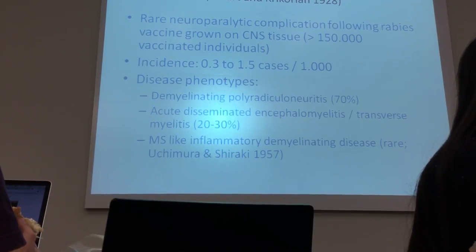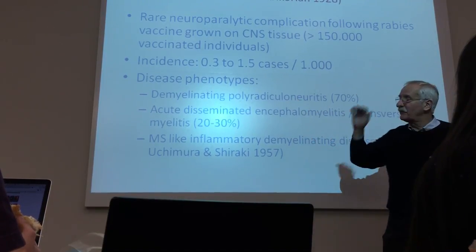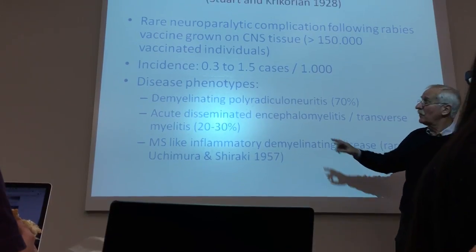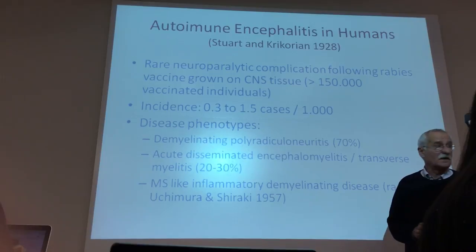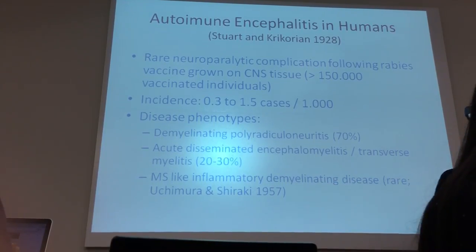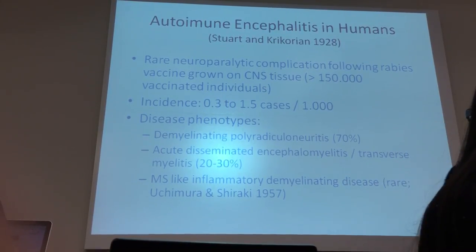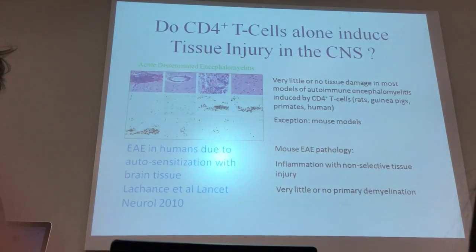was injected. And the disease phenotypes were either purely inflammatory in the peripheral nervous system or in the central nervous system, so polyradiculoneuritis or an acute disseminated encephalomyelitis, or in a relatively smaller proportion of cases was then a really MS-like disease found. Now then, actually such things can even happen nowadays.